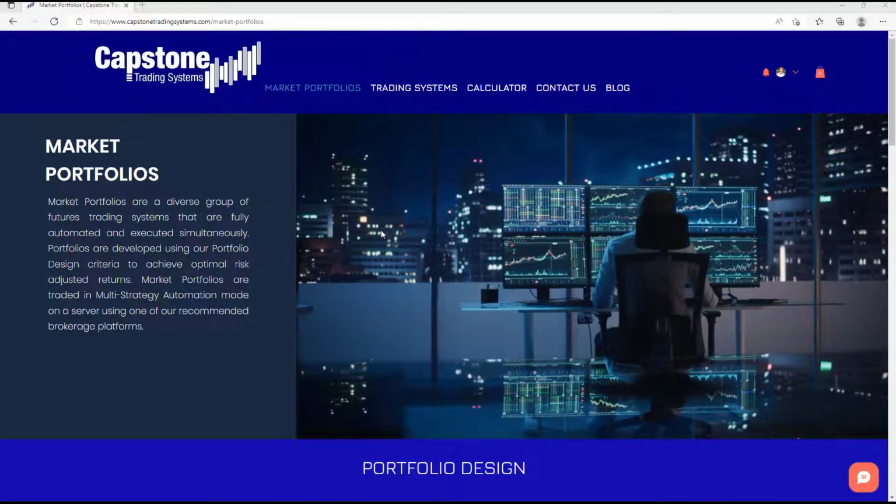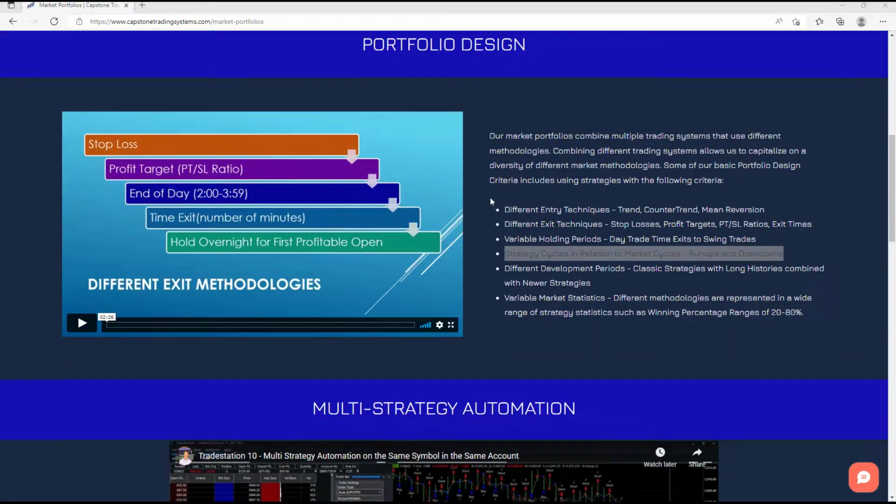So on my market portfolios page, you can come down here to portfolio design, and I've highlighted strategy cycles in relation to market cycles, run-ups, and drawdowns. I don't like to trade a long list of strategies that are correlated, that are also at a run-up. That might be a mistake you would make if you were new to trading. You would find the best strategies all in a run-up, and then find out later they were correlated. And so you want to trade different methodologies, different exit techniques, variable holding periods.